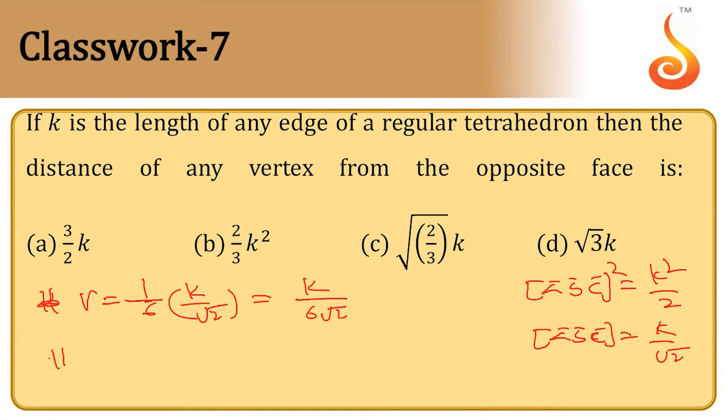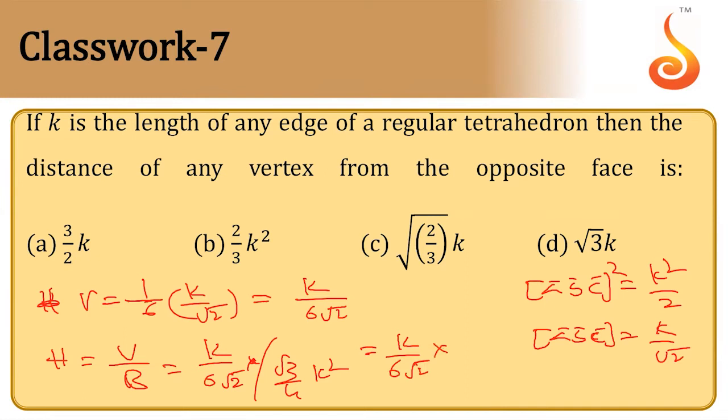Now height will be volume by base. Volume is K by 6 root 2 into base area, root 3 by 4 is K square. Okay, now simplify here. K by 6 root 2 into 4 root 3 by K comes. Sorry, this is K cube by root 2. K cube by 6. K cube. K cube by root 2. K cube comes. This is K cube. Now simplify. What do you get?